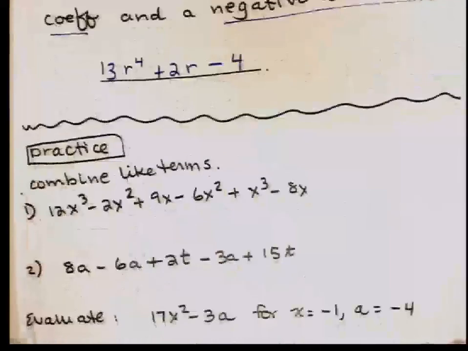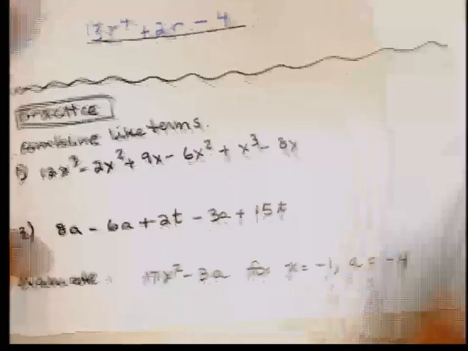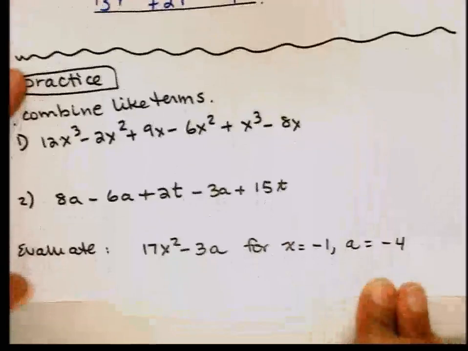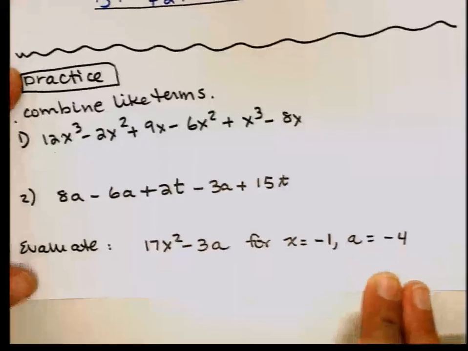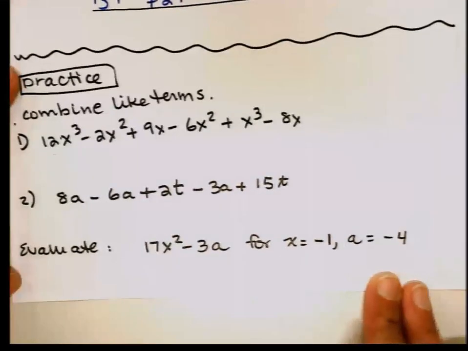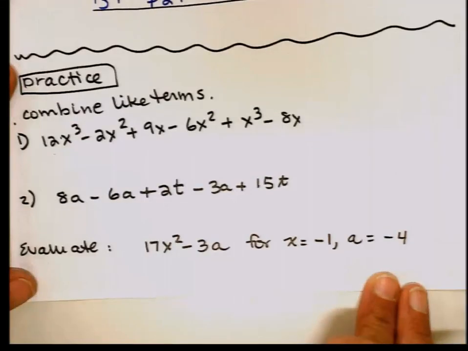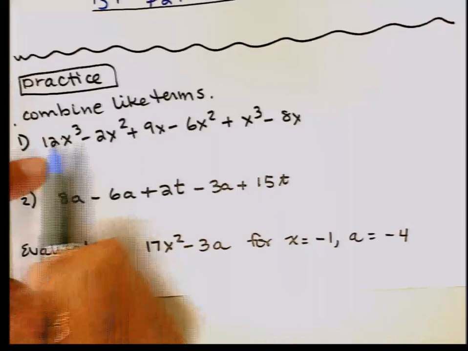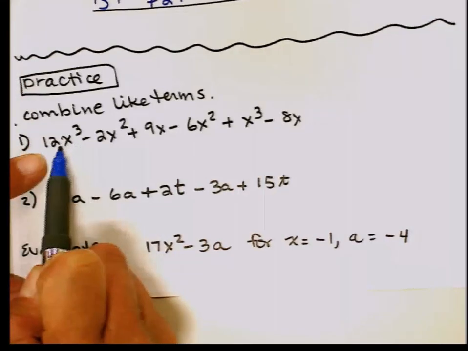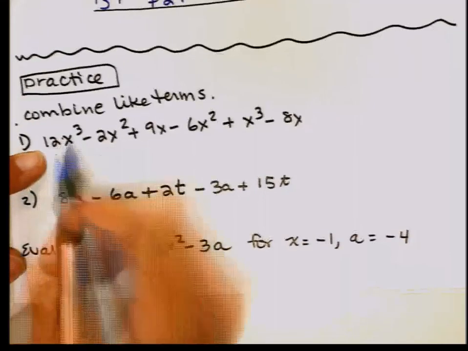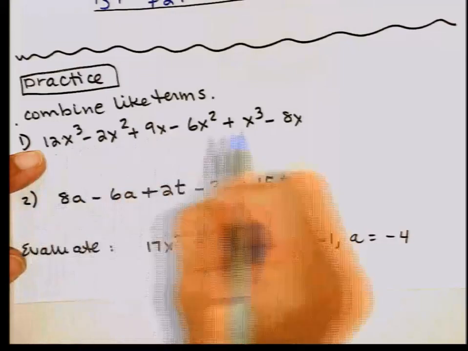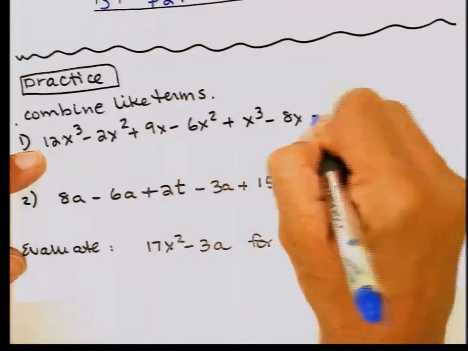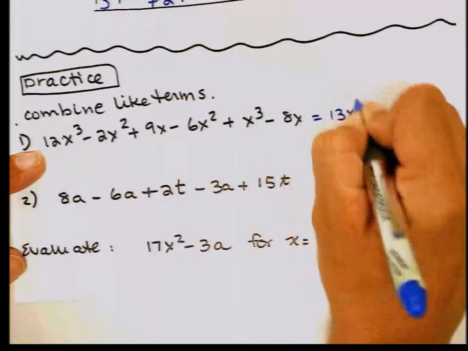Let's go ahead and do some more practicing. I have 2 practice combine like terms, 1 practice evaluate. Go ahead and pause if you want. Give it a try. Meet me at the end. So 12x cubed. As I go through, I'm looking for other x cubes, and I'm just keeping track of how many. So 12x cubed plus x cubed, so 13x cubed.